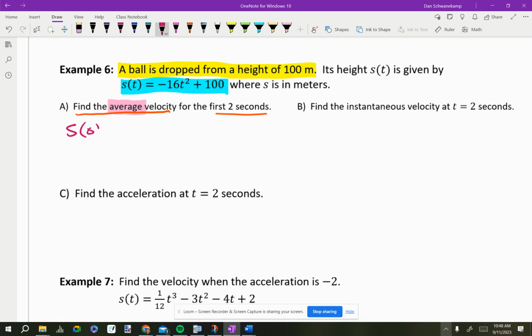And what do I need to do? I need to find position at 0 and the position at 2. If you find those two things, then you can find the 2-point slope. Do that now. Go.